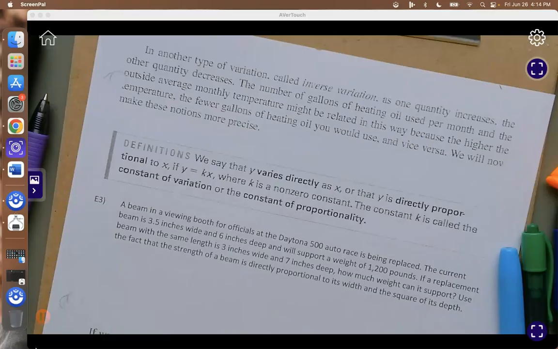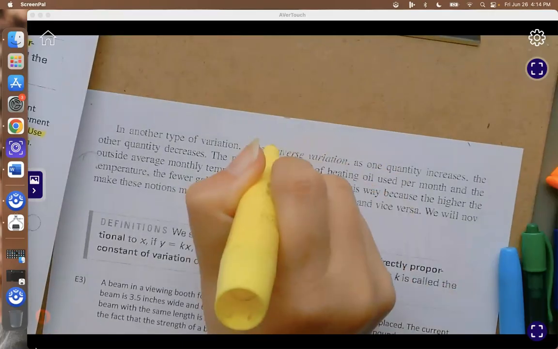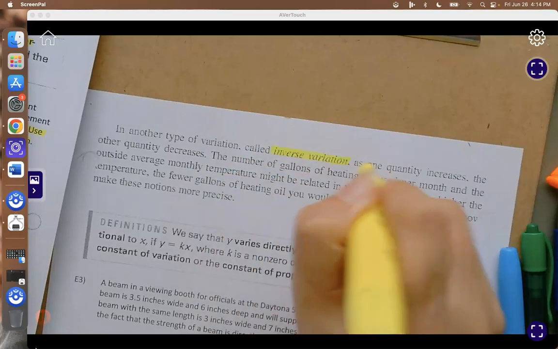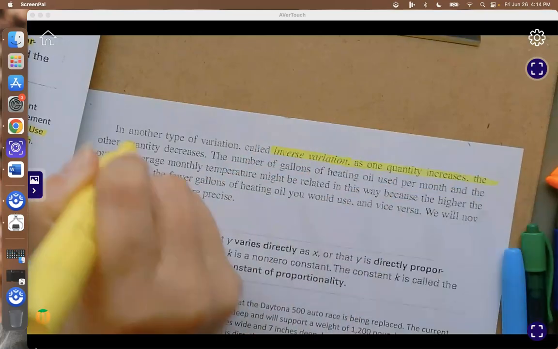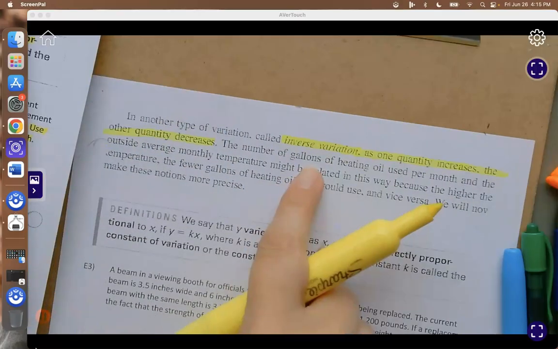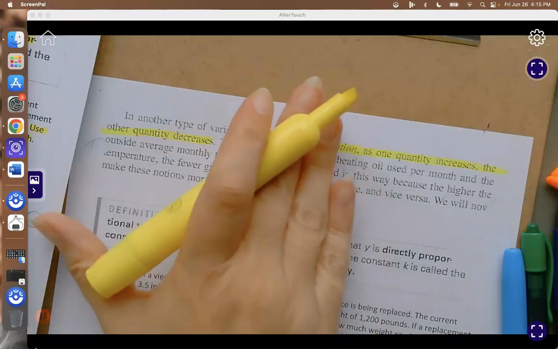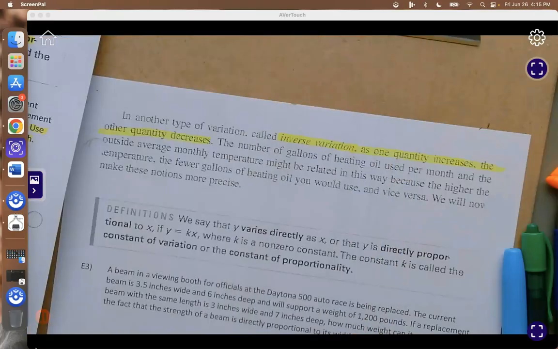Another type of variation is called inverse variation. And that just means that they do the opposite thing. As one quantity increases, the other quantity decreases. So if you're using heating oil or gas, you use more gas for your heat if it is colder outside. So the lower the temperature, the more heating fuel you use. Okay, so they do the opposite things.